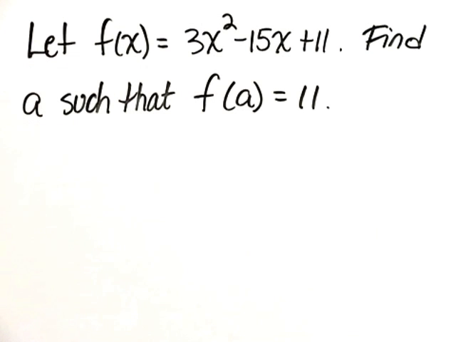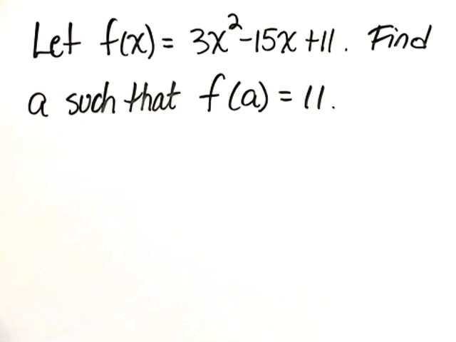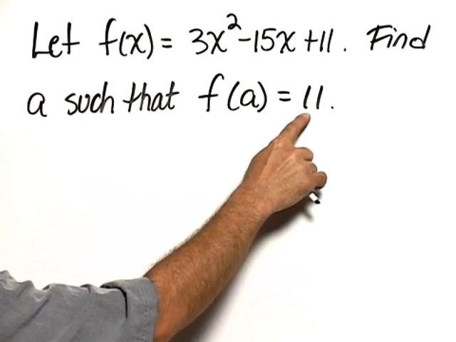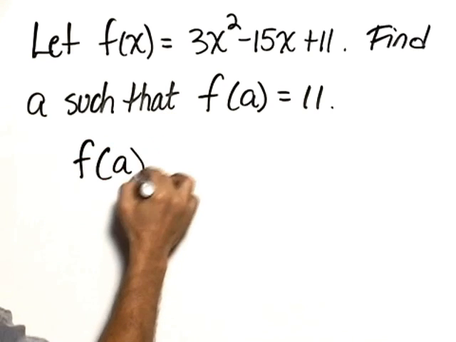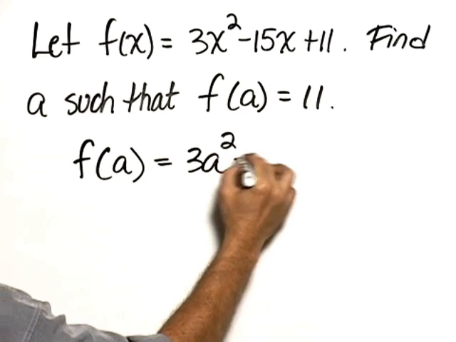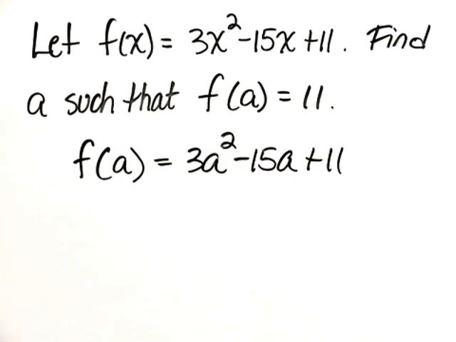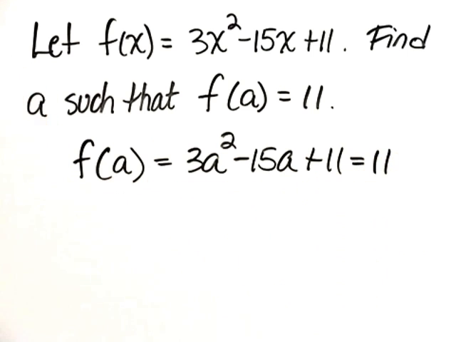Let f of x equal 3x squared minus 15x plus 11. Find a such that f of a is equal to 11. So, we're told f of a is equal to 11. And that means that f of a would be 3a squared minus 15a plus 11, substituting a in place of x, and that's equal to 11.